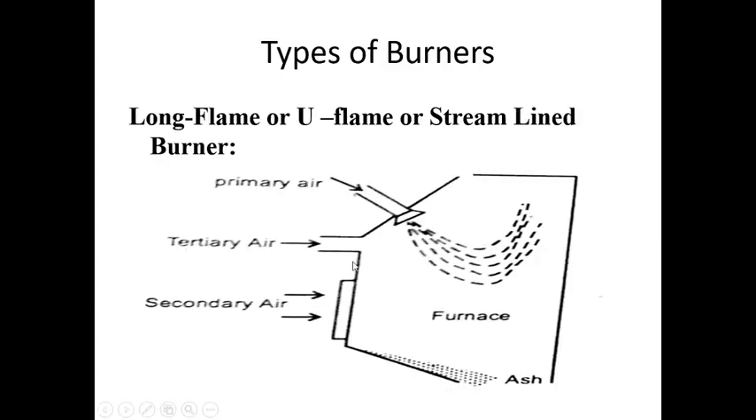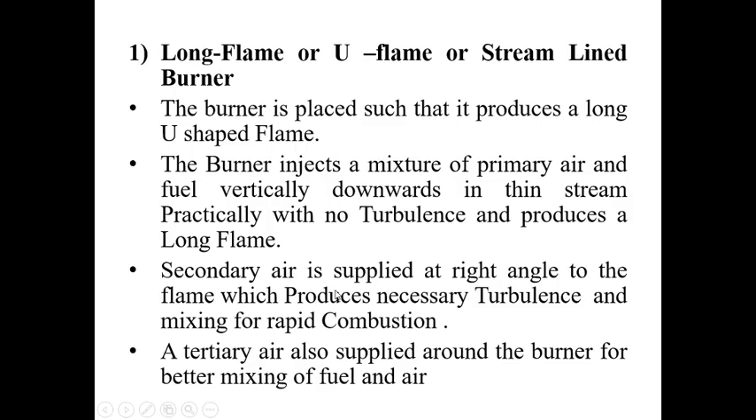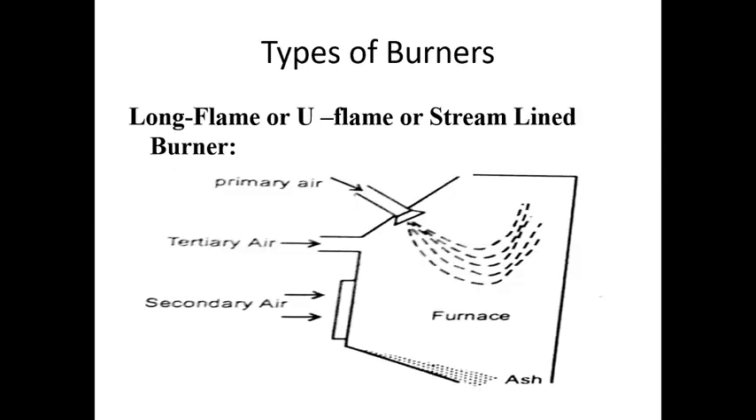The first one is the long flame, or U flame, or streamlined burner. Here the primary air supply is here, and there are tertiary air supplies also created here. So you can see here, primary air. Okay, so this is the furnace. With the primary air, fuel is also injected into the furnace through the burner. And here the tertiary air and secondary air are used.